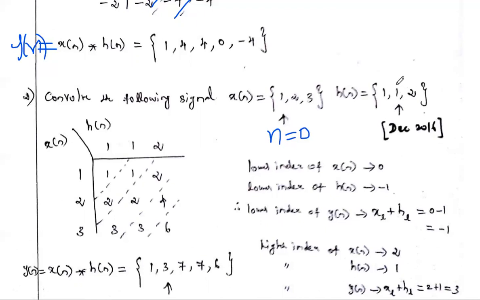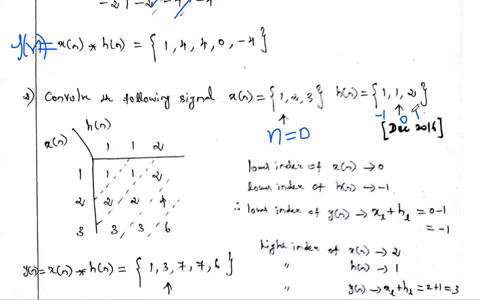Here, under the center one, there is an arrow. This arrow indicates that this is the value of h of n at n equal to 0. So what is the meaning of this 2? This 2 is the amplitude of the signal at n equal to 1. But what is this 1? Before 0, the time index is minus 1. At n equal to minus 1, the amplitude of the h of n sequence is 1.